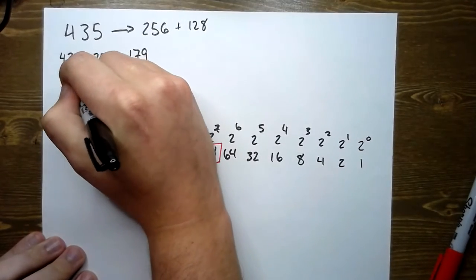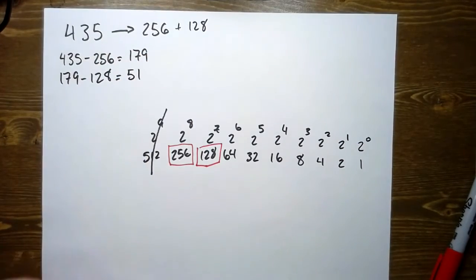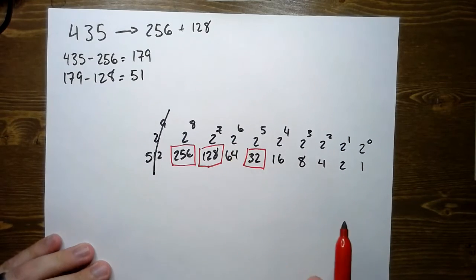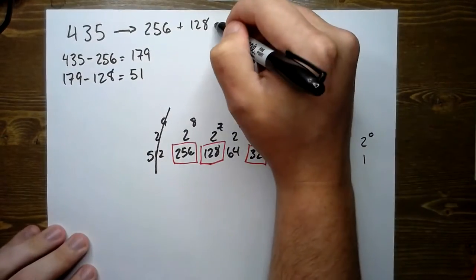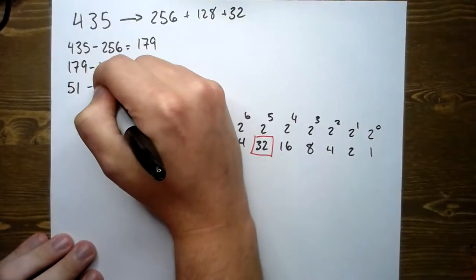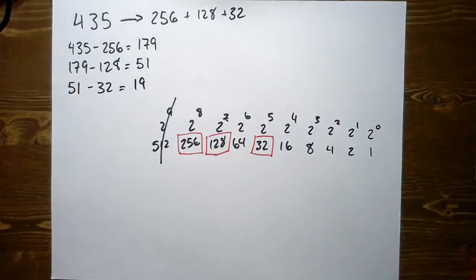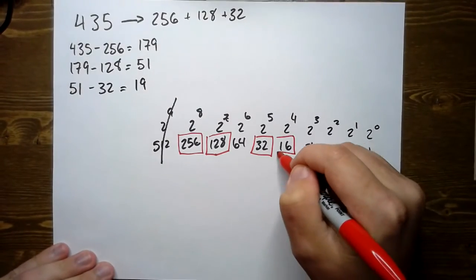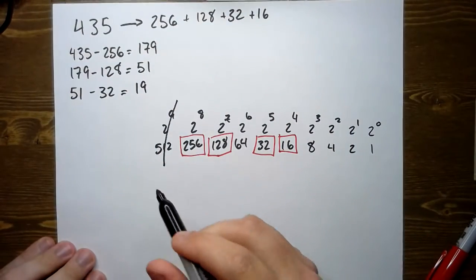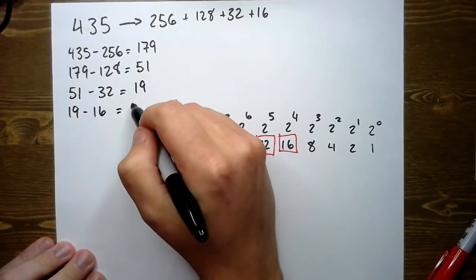So 179 minus 128 is equal to 51. Our next one would be 32, because 64 is too big. So up here we'd put 32. So 51 minus 32 is equal to 19. So our next one would be 16. So 19 minus 16 is equal to 3.